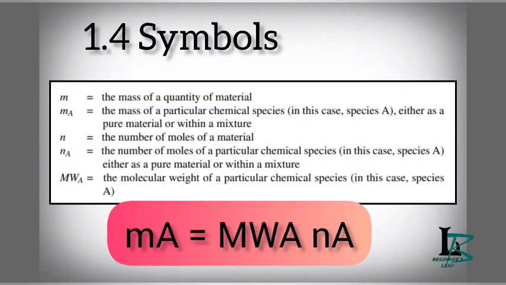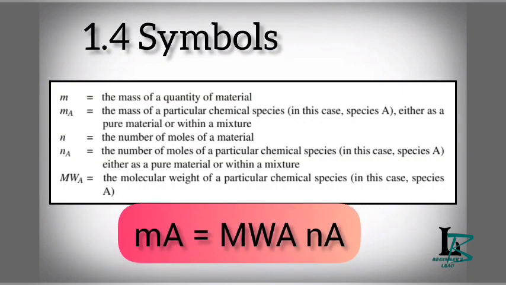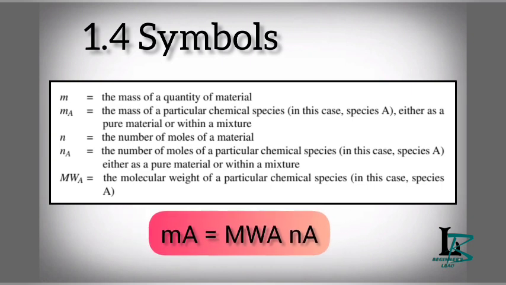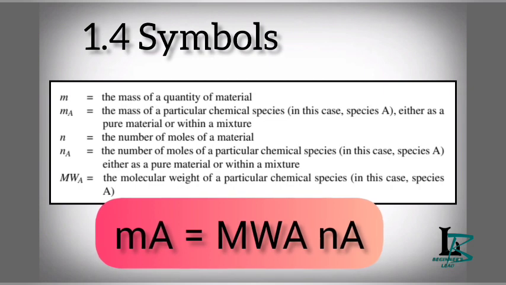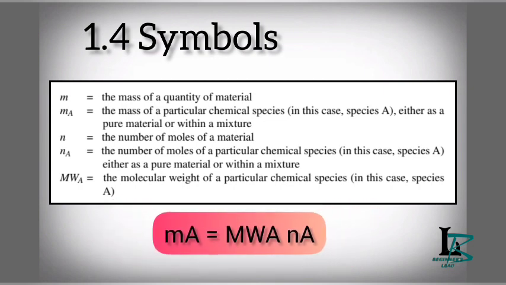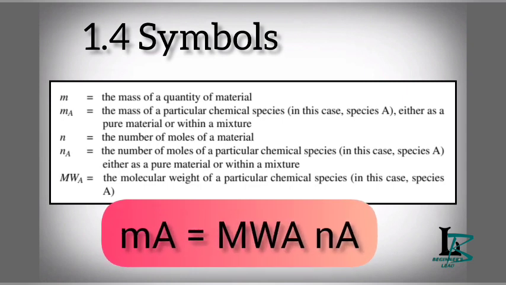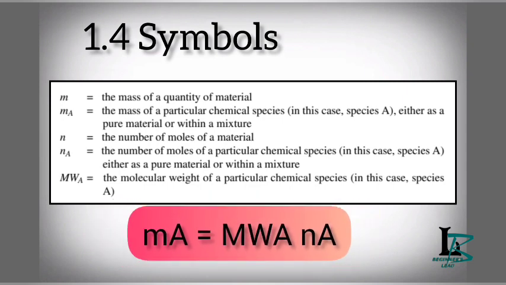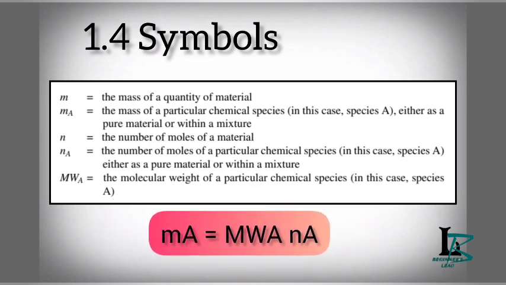The symbols we use in the equation: M is the total mass, Ma is the mass of a particular material A, N is the total number of moles, and Na is the species A number of moles, and molecular weight of A is the molecular weight of species A.